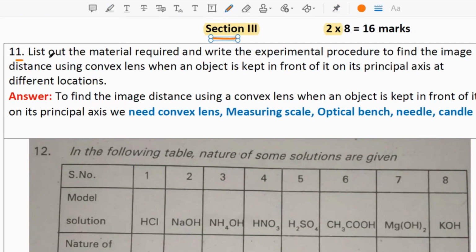Section 3, 11th question. List out the materials required and write the experimental procedure to find the image distance using a convex lens when an object is kept in front of it on its principal axis at different locations. So to find the image distance using a convex lens when an object is kept in front of it on its principal axis, we need a convex lens, measuring scale, optical bench, needle, candle.